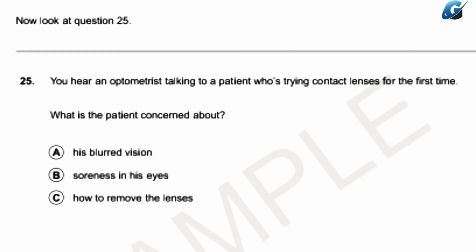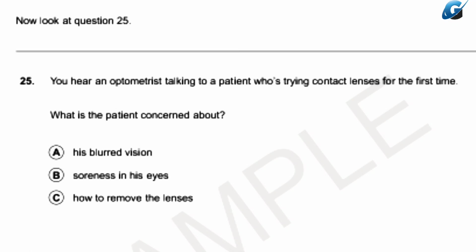So you should understand what his feeling is, what his problem is, what he's telling. Here are the options. Option A, his blurred vision, that he's having a problem with his vision. Option B, soreness in his eyes, that he's having pain. Option C, how to remove the lenses. Or you have to think about whether he's telling about some issue in removing the lenses. So we have to concentrate on all three points.